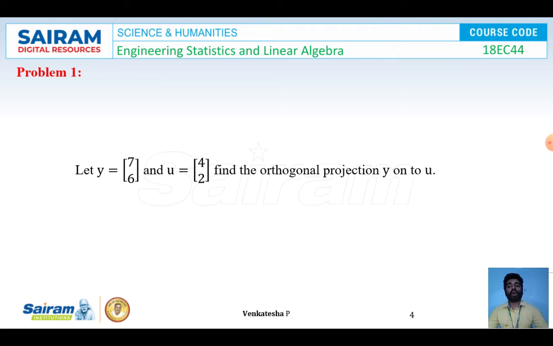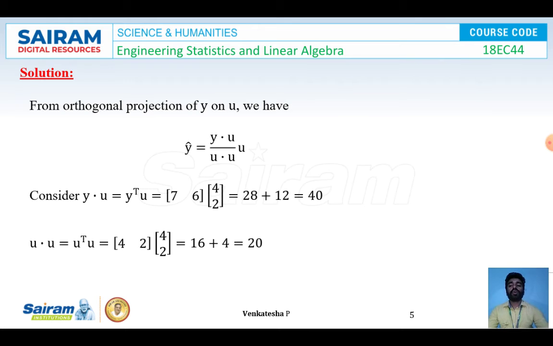Problems on orthogonal projection. Problem number 1. Let y is equal to (7, 6) and u is equal to (4, 2). Find the orthogonal projection of y onto u. To find it, the formula we have is y cap is equal to y dot u divided by u dot u, into u. So I'm going to find the value of y dot u and u dot u first.